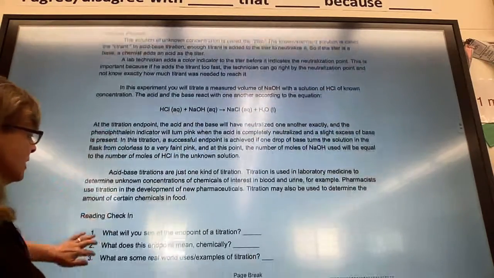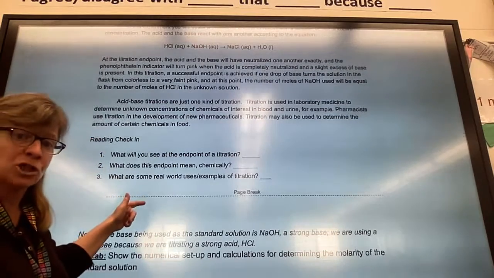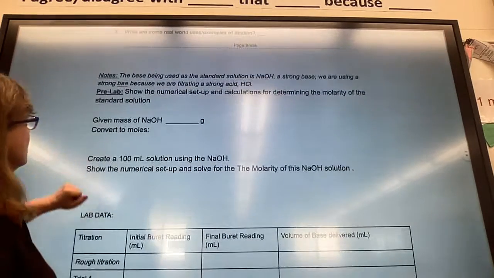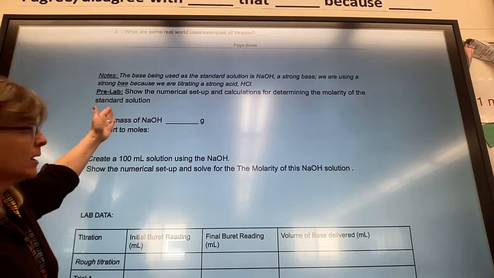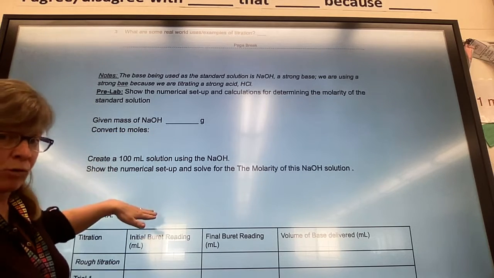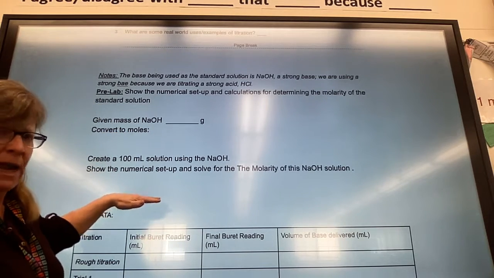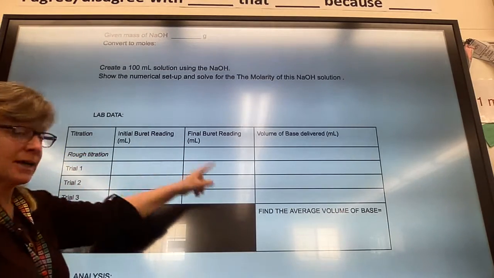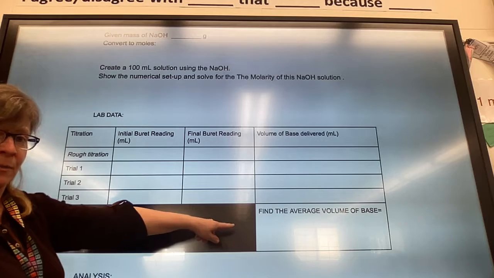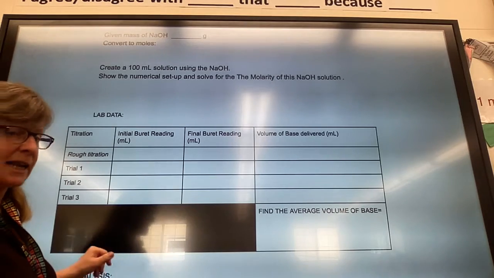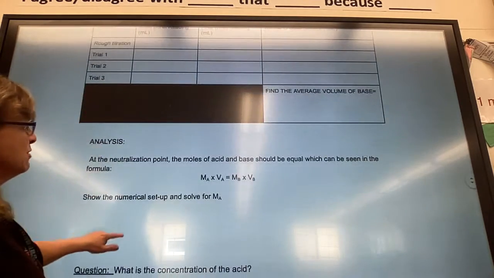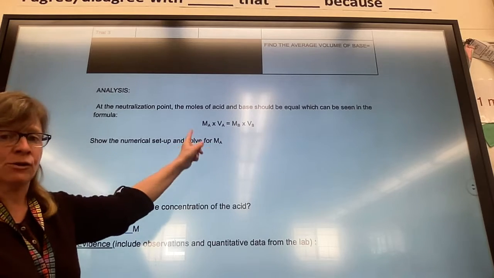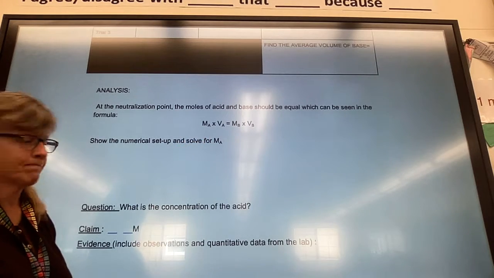You should have done the reading. You should have had your reading checking questions already done. You should have already done the pre-lab. The moles of the base and the molarity of the base should have been done probably Friday. Yesterday, you should have done the titrations and found your average volume of the base that you used to titrate the acid I gave you.